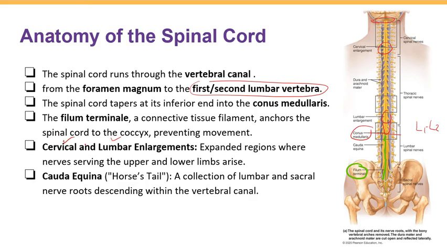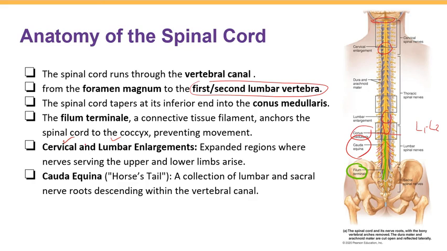And finally, there is a structure after the spinal cord ends. We can find some spinal nerves which look like a horse tail. It's called the cauda equina. The cauda equina is a bundle of lumbar and sacral spinal nerves that hangs down within the vertebral canal.